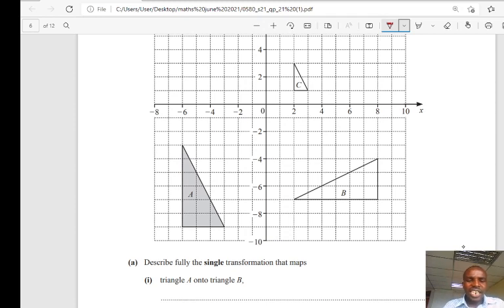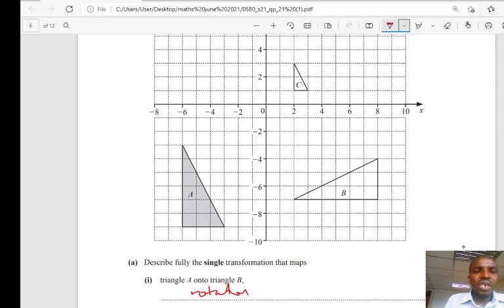Then direction, has it changed? Yes, it has changed. If it has changed, translation is out, because in translation there's no change in direction or size. So in other words, a rotation has taken place here. A onto B is a rotation. Now you have to write down the angle of rotation, the direction, and the center of rotation.